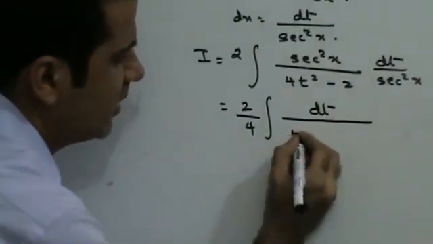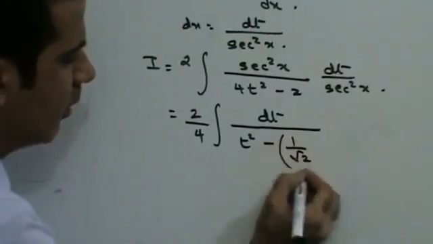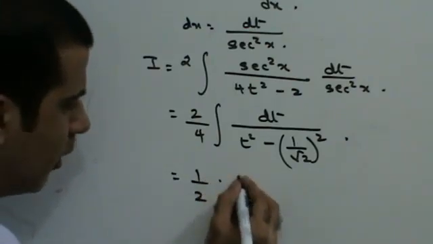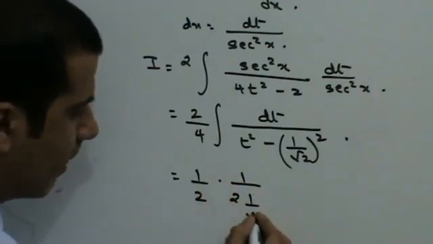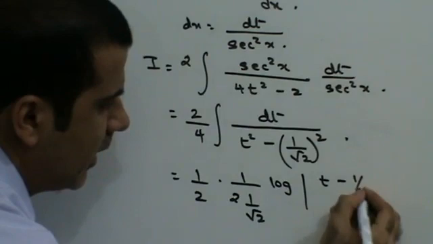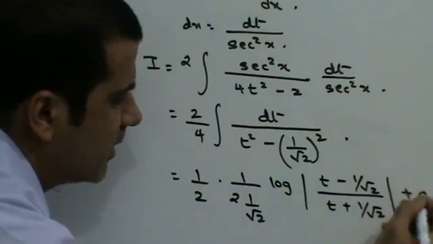dt upon this is t square minus 2 upon 4, that is 1 upon 2, which can be written as 1 upon root 2 the whole square, right? Same formula, this is 2 upon 4 is 1 upon 2, same formula that we've been using in the last couple of sums. 1 upon x square minus a square, 1 upon 2a log mod x minus a upon x plus a plus c.